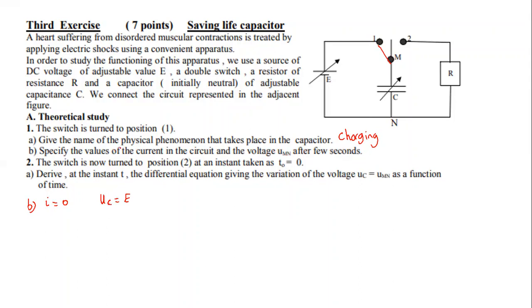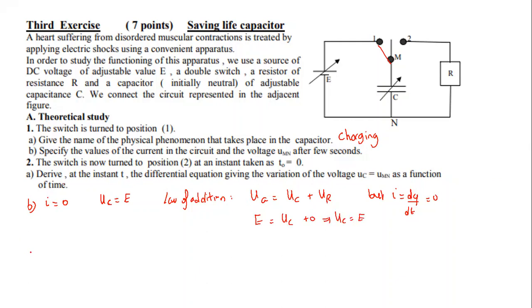When we say after a few seconds, this means at the end of the charging. Now, how can we verify it? By applying the law of addition, we can say that U of the generator is equal to UC plus UR. But at the end, we have I equals dQ over dt, which is equal to 0, which means that E equals UC plus 0, so UC is equal to E.